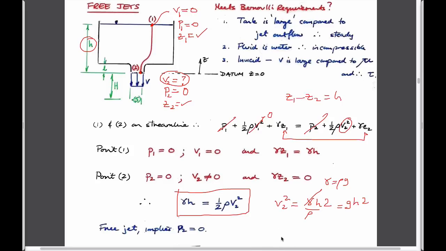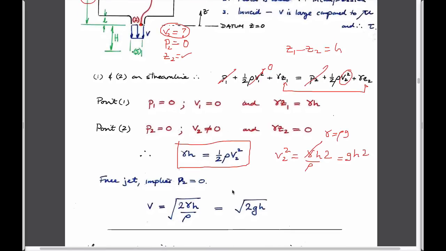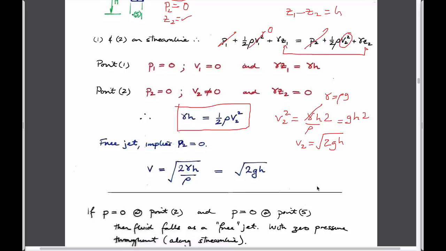And so the equation of a free jet, not surprisingly, is the velocity V2 is equal to the square root of 2gh. Standard result that was on our sheet as we started off today. It basically says that the higher the level in the tank, not surprisingly, the faster the water comes out of the bottom. It's not a linear relationship, it's a square root relationship. I suppose you could write this as square root of 2g, which is a constant, multiplied by square root of h.